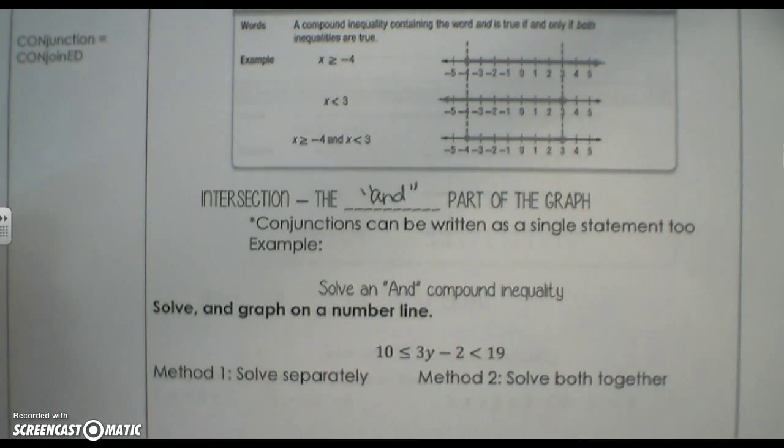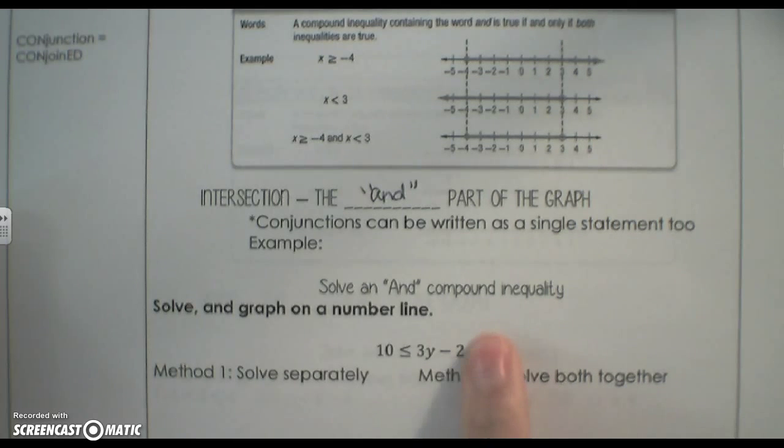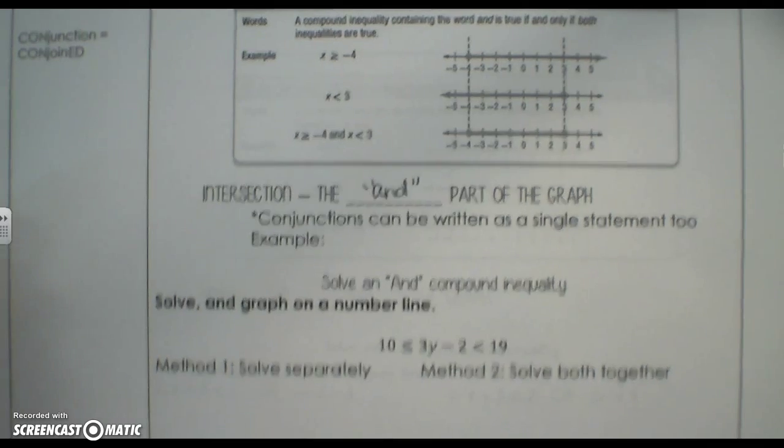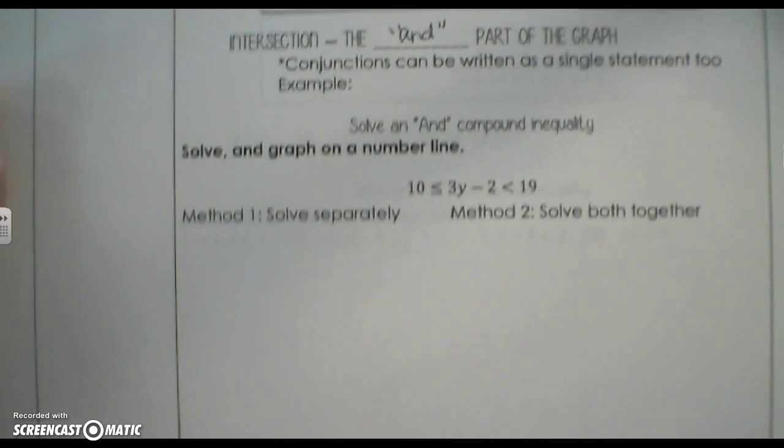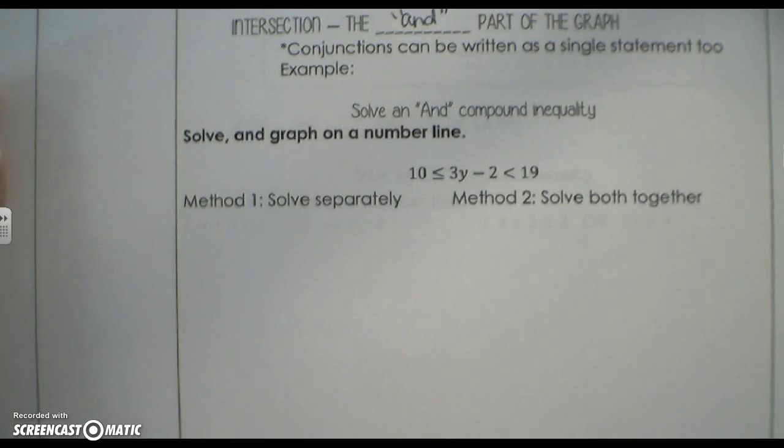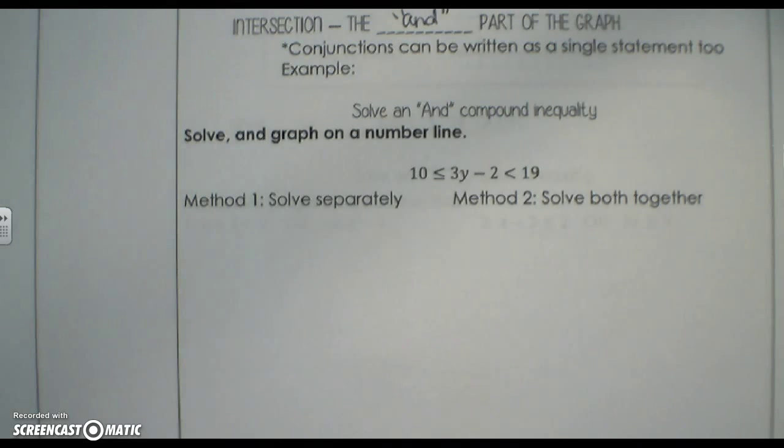So conjunctions can be written as a single statement too. So for example, if we had this right here, this whole thing written together, it's basically saying this inequality and this inequality are true. So you can kind of put it all together. So let's take a look at solving this. And you've got two methods. The first method is going to be solving it separately. So let's go ahead and take a look at what that looks like.